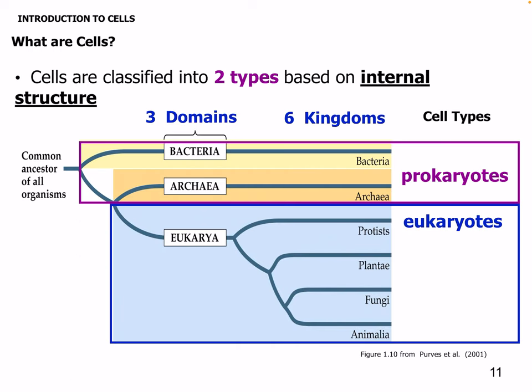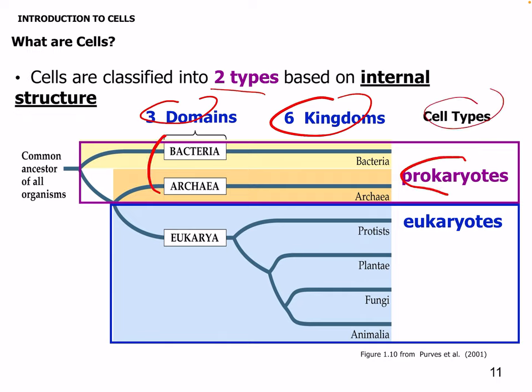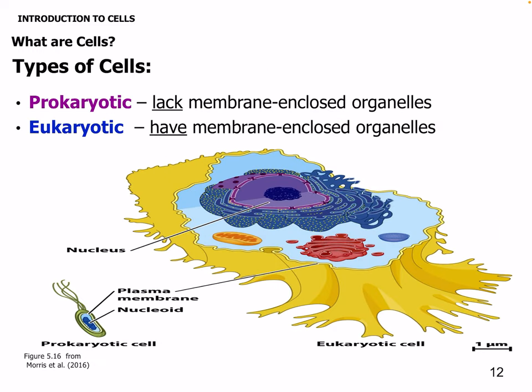So cells are classified into two types based on internal structure. Again, we had our three domains and our six kingdoms and our cell types. Here we can see bacteria and archaea are considered prokaryotes, while eukarya is considered eukaryotes. And these have some differences that we'll get into.